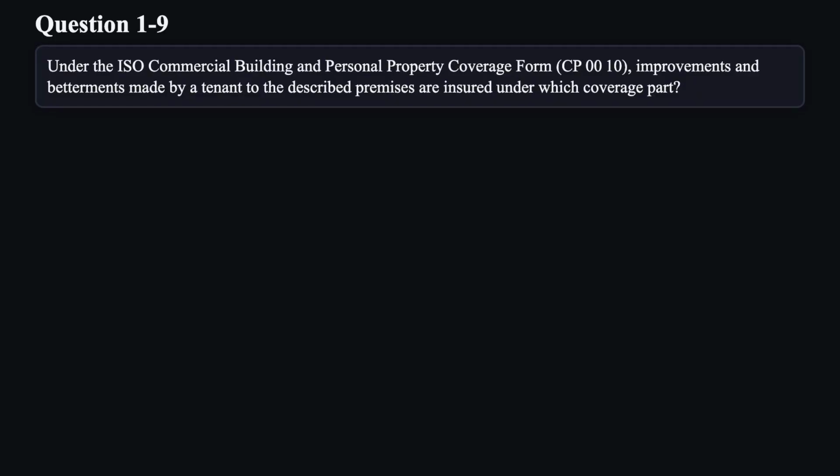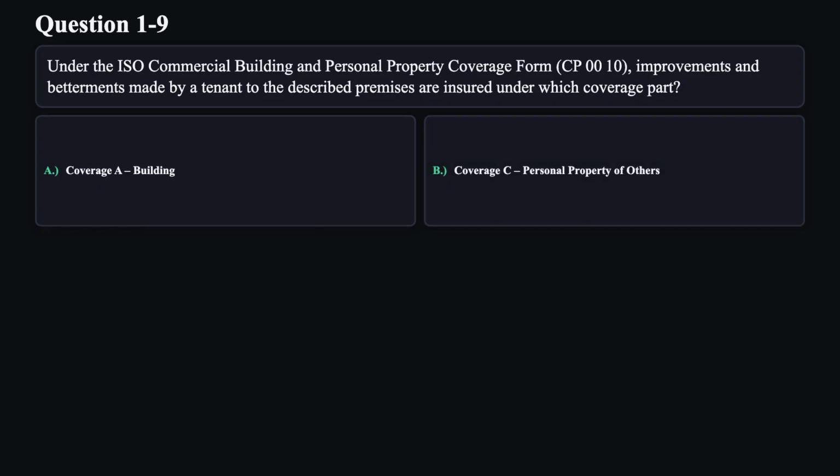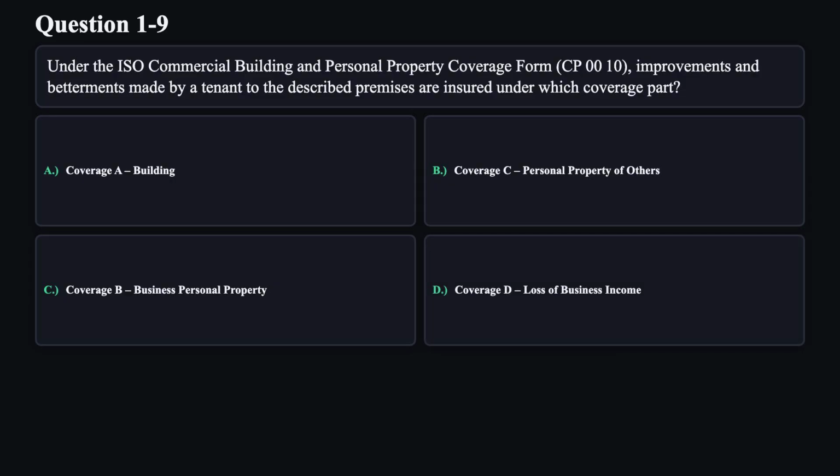Question 9. Under the ISO Commercial Building and Personal Property Coverage Form, CP0010, improvements and betterments made by a tenant to the described premises are insured under which coverage part? A. Coverage A, building. B. Coverage C, personal property of others. C. Coverage B, business personal property. D. Coverage D, loss of business income.